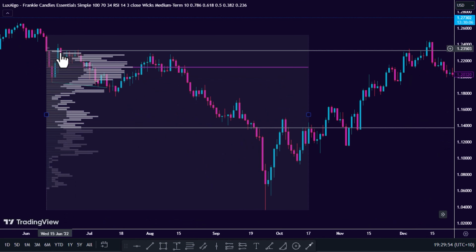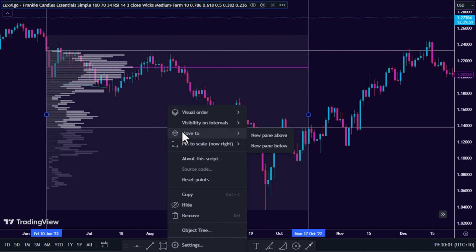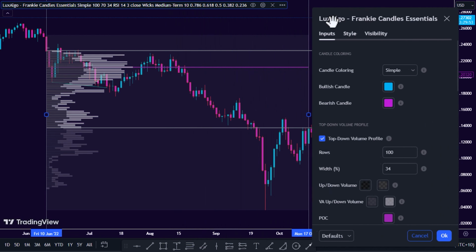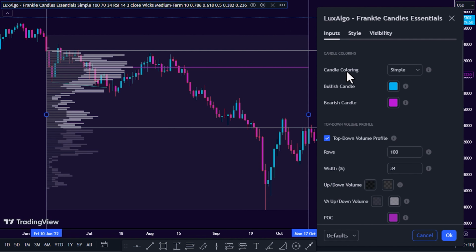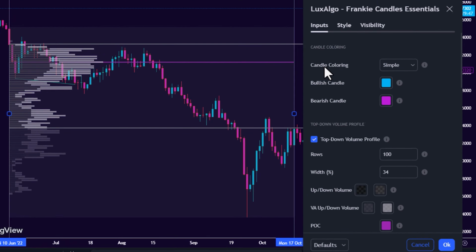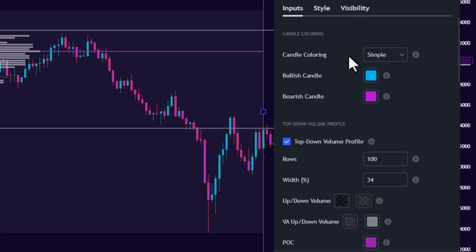Before we dive into trading strategies, let's check out these indicator settings on the TradingView platform. Here's how to do it. Place your mouse on the indicator and right-click. Navigate to select the Settings option. Under the Settings section, Candle Coloring. Determine the candle coloring method used by the indicator.